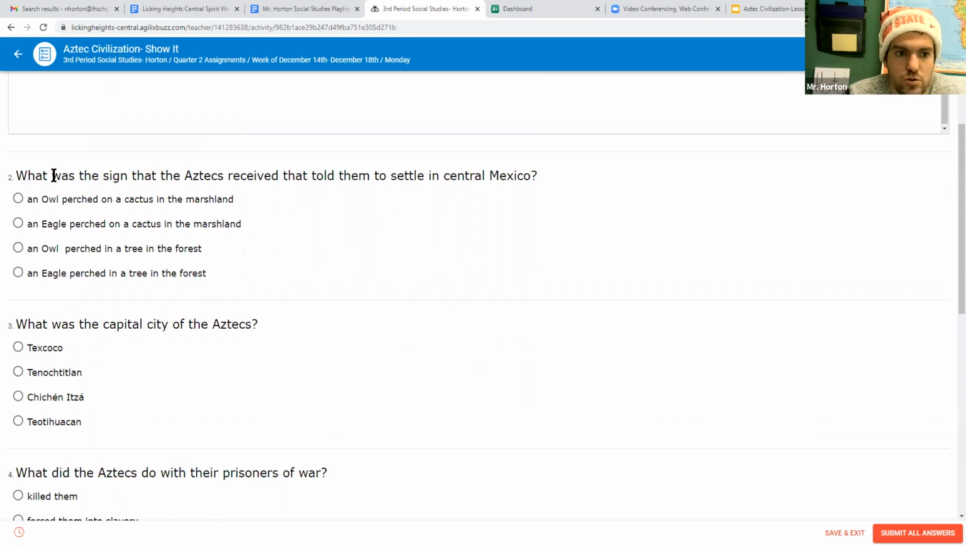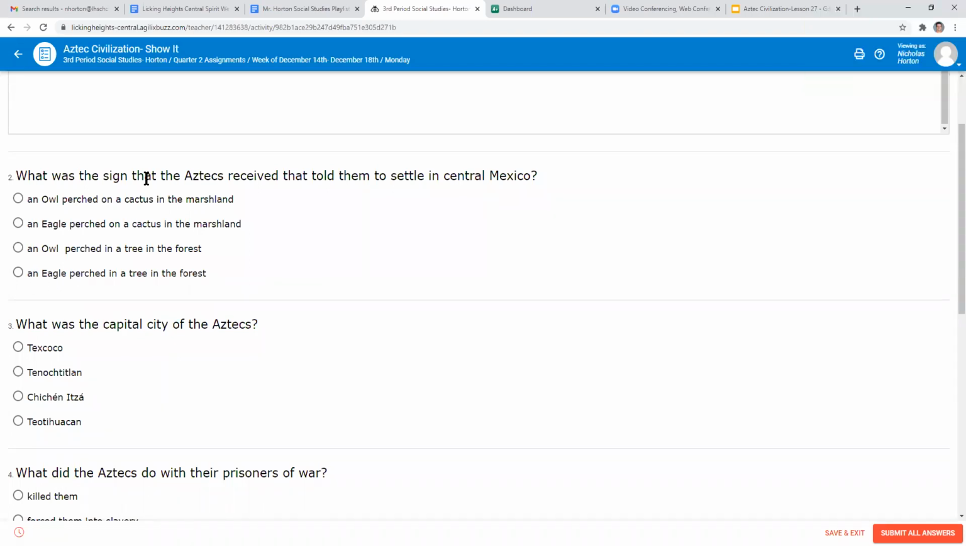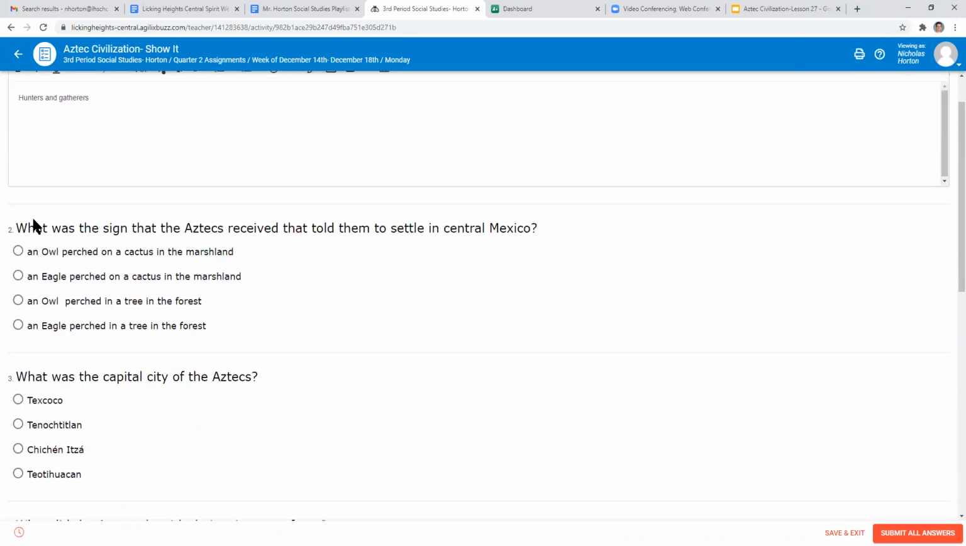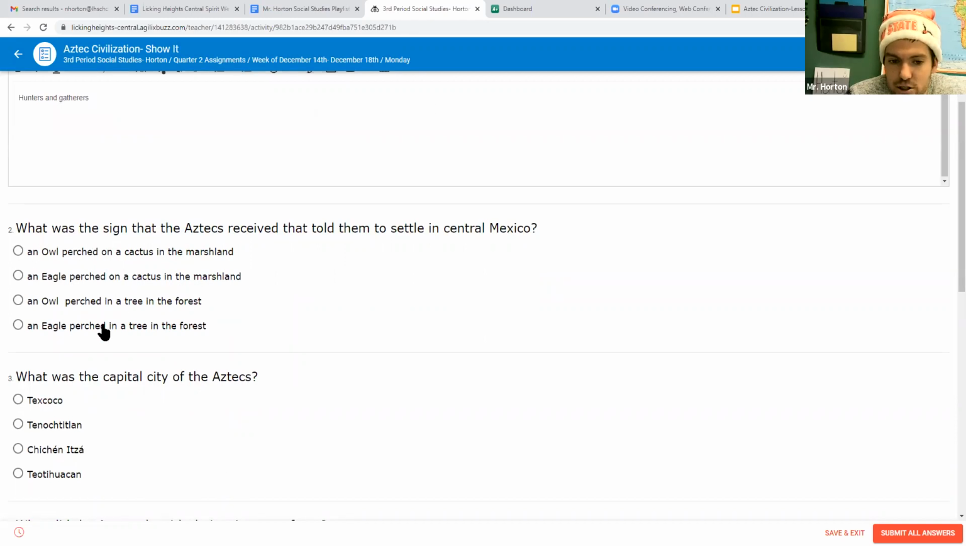Okay. So number two, it says, what was the sign that the Aztecs received that told them to settle in Central America? So this wasn't in the slideshow, but it was actually, yes. What was the first one? Hunters and gatherers. Okay. So this wasn't in the slideshow, but this answer is actually in your Read It, but I'll just go over it right now.